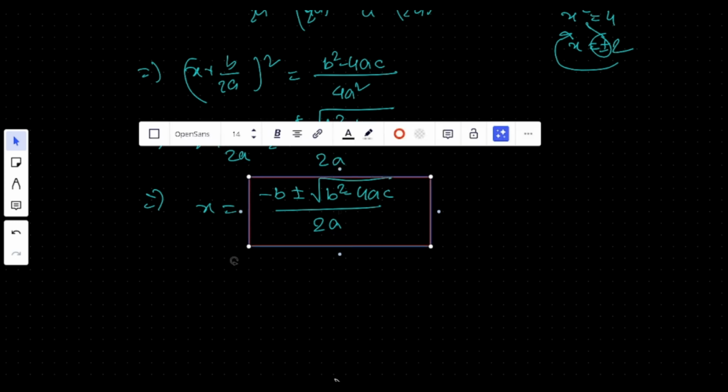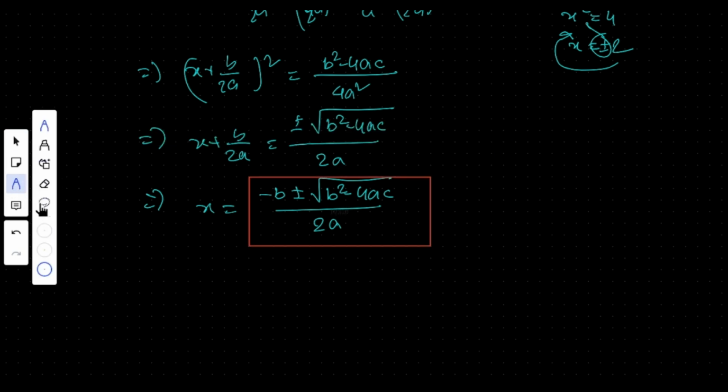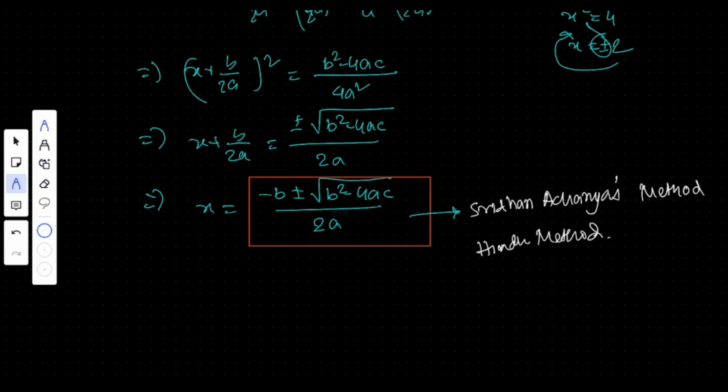This is what we know as the quadratic formula. You always thought it was derived by me, but no, it was derived by an Indian mathematician known as our beloved Sridharacharya. It is also known as Sridharacharya's method, or better known as the Hindu method.